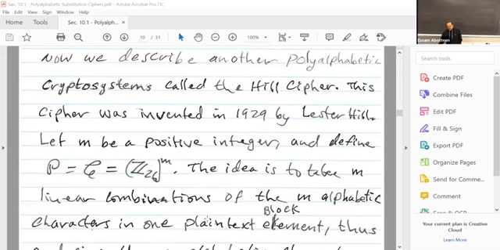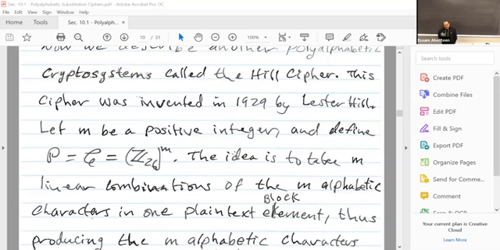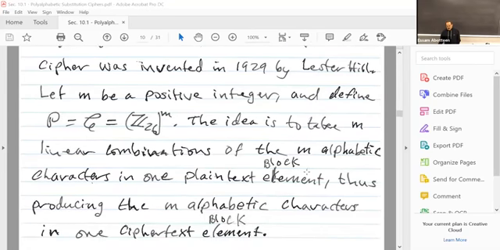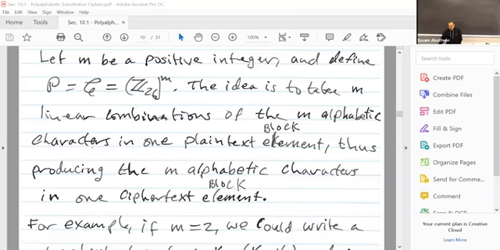And the idea is to take, actually, for encryption, a linear combination of the M alphabetic characters in one plain text block, or sometimes we call it element. All right, a linear combination means multiples of these numerical values of these characters in a block of the message by just different numbers. And we're going to see there are some restrictions on these multiples. And producing, of course, M alphabetic characters, and that's going to serve as the cipher text block.